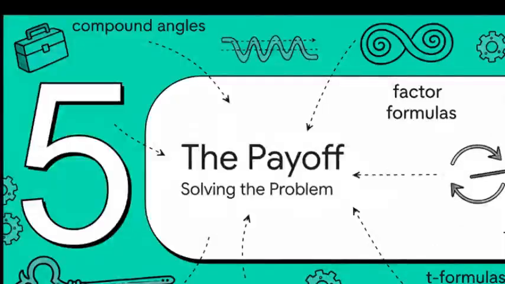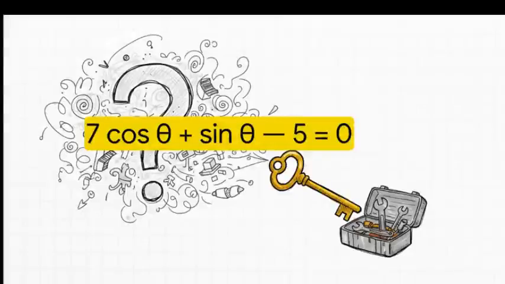So we did it. We've built our toolbox, we've got our compound angle formulas, our factor formulas, the R formula, and now our master key, the T formulas. So let's go all the way back to that problem from the beginning and see how our new set of tools makes it completely manageable. Here it is again: 7 cos theta plus sine theta minus 5 equals 0. The problem hasn't changed one bit, but we now have a full toolbox. And for this job, we are definitely pulling out the master key.